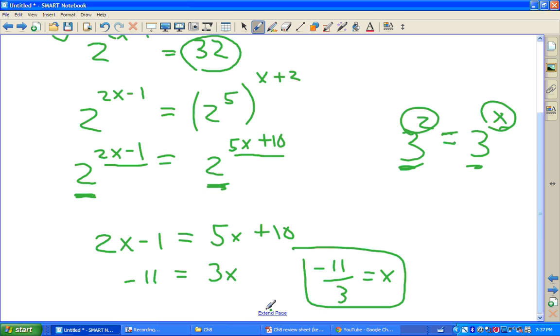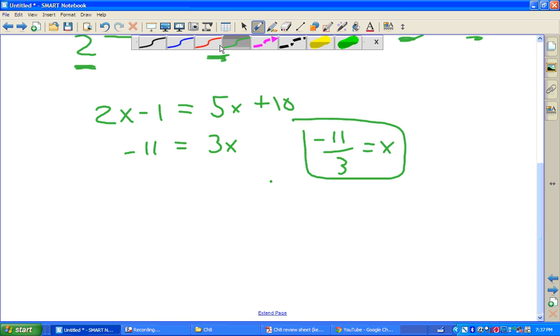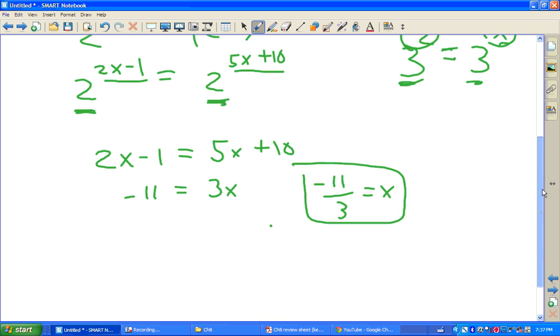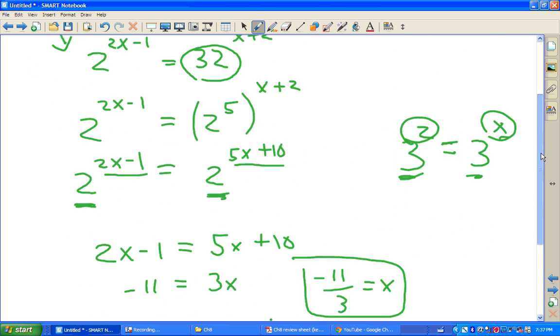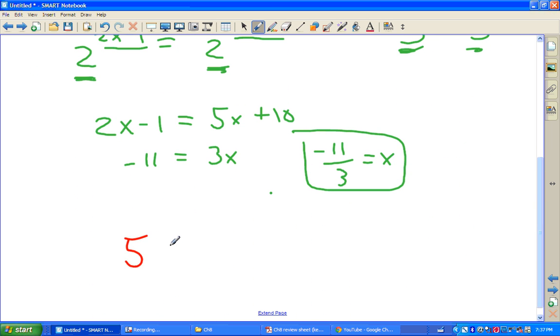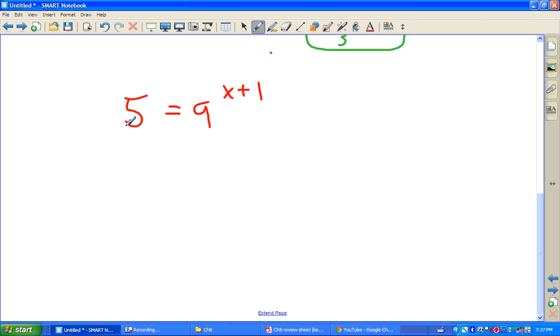Okay, the other one, 5 equals 9 to the x plus 1. Let's do that in a different color here, if that helps at all. Right off the bat, there's no way I can make 5 and 9 have the same base. 5 is a prime number. 9 does not have a multiple of 5 in it, so it's not going to work. This is 3 squared, and I could try that, but that's not going to help us.